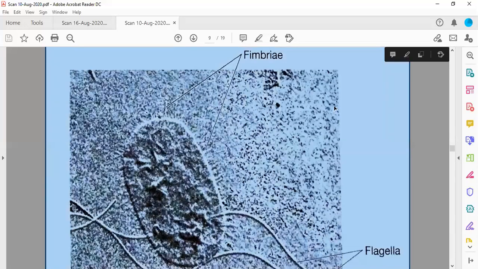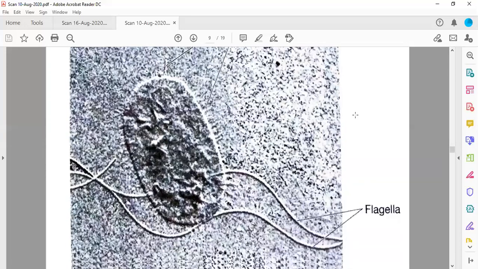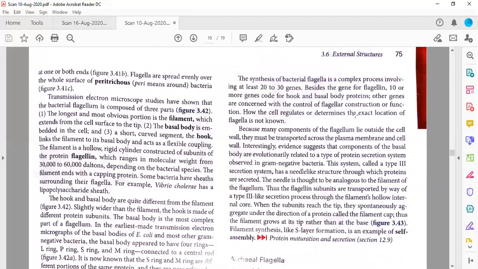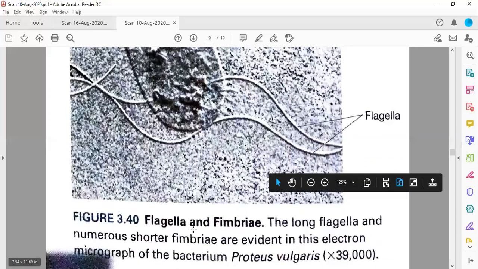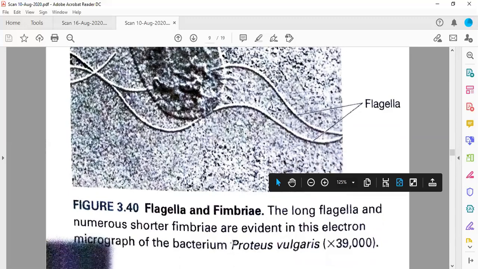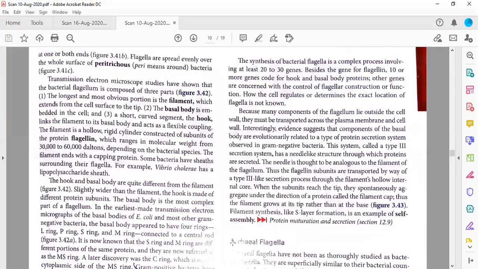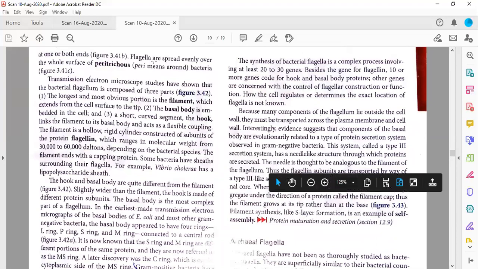So transduction, transformation is a function of pilus, whereas Fimbriae help the bacteria to attach to the surfaces, either in the environment or to the host. It is given here peritrichous, peri means around.